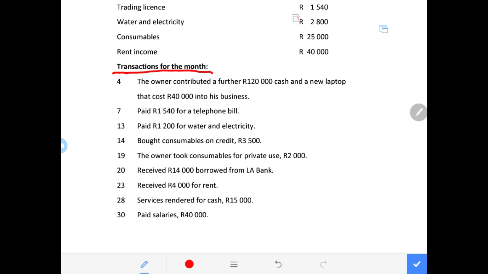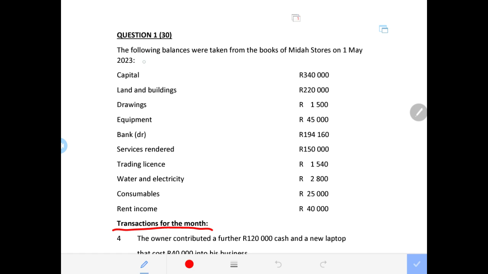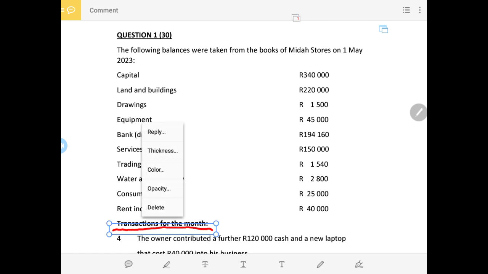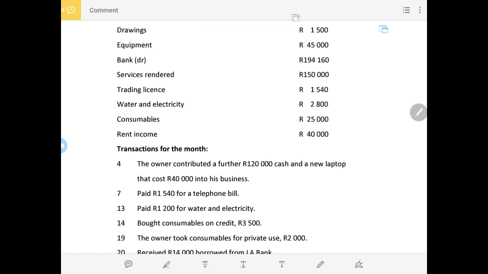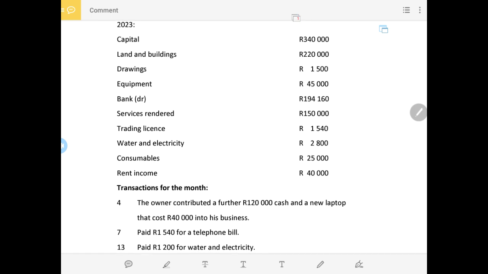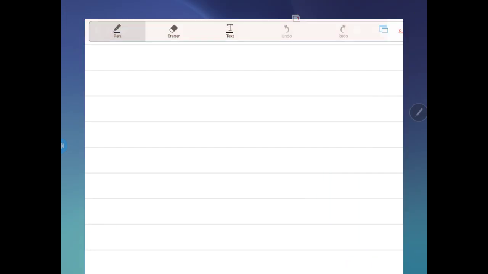There is your heading, transactions. That means from the above, they could have mentioned that these are the opening balances on the 1st of May 2023. But now we know that these are the opening balances and these are the transactions. For each of the opening balances, we will open a ledger account. Then after the ledger accounts are done for the opening balances, we record the transactions that are given to us from transaction number 4 up until the 30th of the month of May. So now let us start with entering the opening balance.